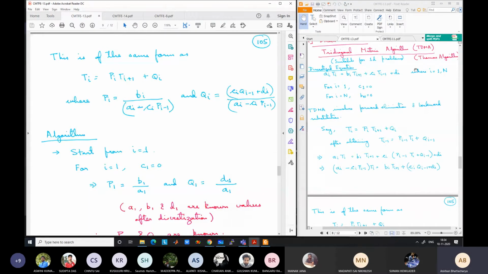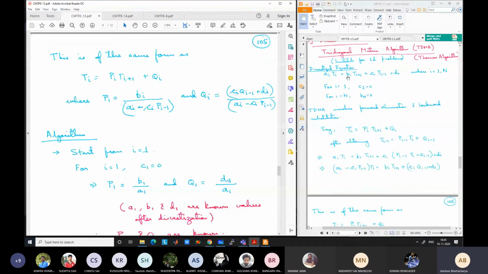So if we compare this to this form, what will be the value of Pi and Qi for i equal to 1? Pi will be Bi by Ai and Qi will be Di by Ai. So for i equal to 1, I can write P1 is B1 by A1 and Q1 is D1 by A1. Okay. So here A1, B1 and D1 all are known, right? Because all are coefficients from the discretized equation.